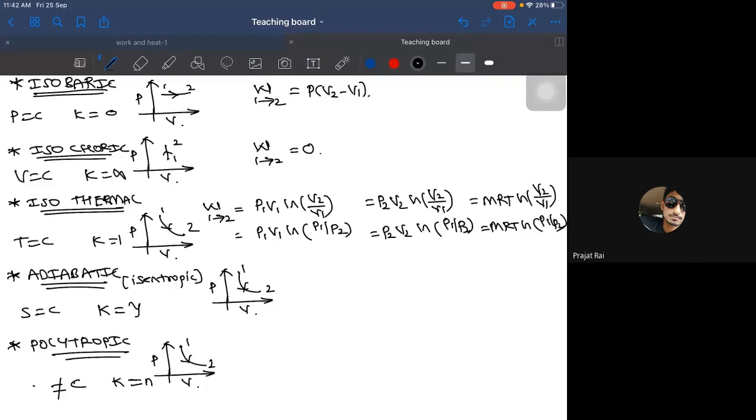Remember all this. There is no confusion in remembering this, I guess. It is always V2 by V1 or P1 by P2, and this P1 V1, P2 V2 will just accumulate that thing. So even the mRT also.